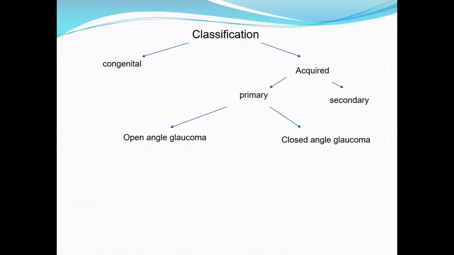Next one, classification of glaucoma. Glaucoma is divided into congenital and acquired. We will talk about types of congenital glaucoma later. Now we are talking about acquired glaucoma. Acquired glaucoma is divided into primary and secondary. Primary glaucoma is divided into open-angle and closed-angle glaucoma, and secondary glaucoma.